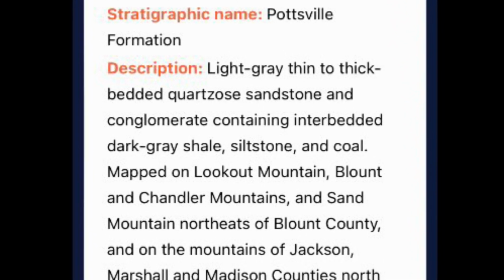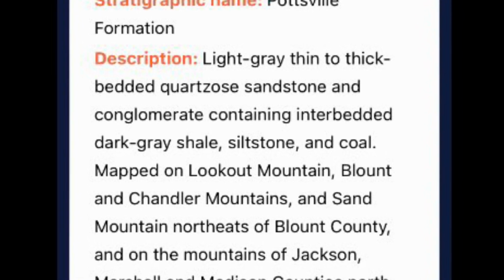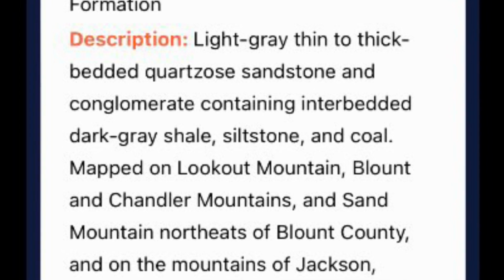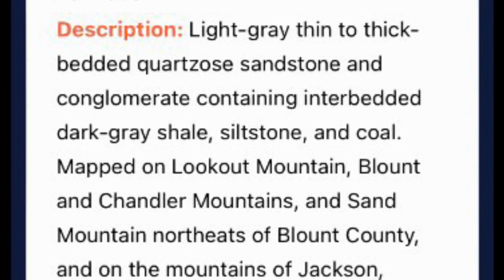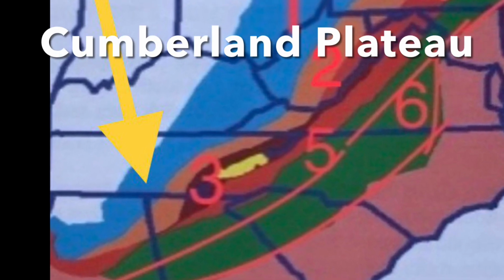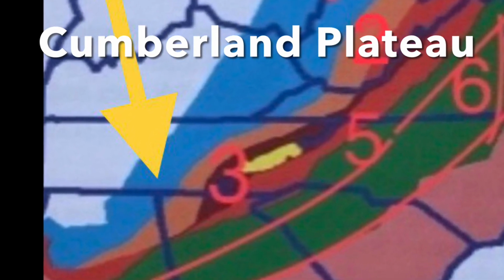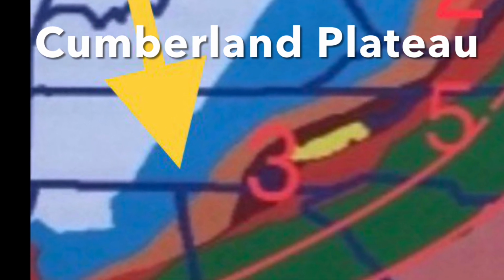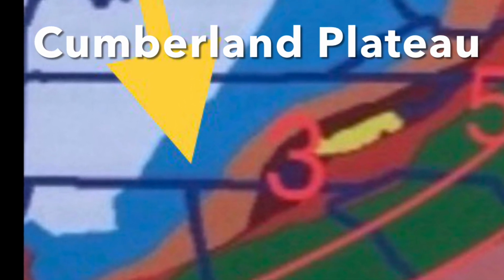Rock D says it's the Pottsville Formation, and it's quartzose sandstone, conglomerate, siltstone with shale and coal. That's a lot of choices to think about. Let's figure out what geologic province this rock is in. The yellow arrow is pointing to a little tiny blue spot in the absolute corner of Georgia, and we know from the last video that this is the Cumberland Plateau.